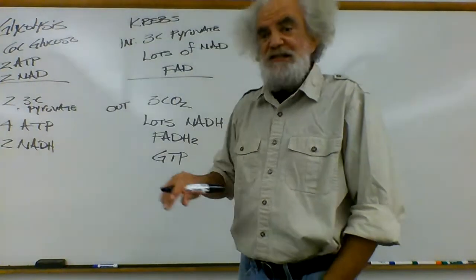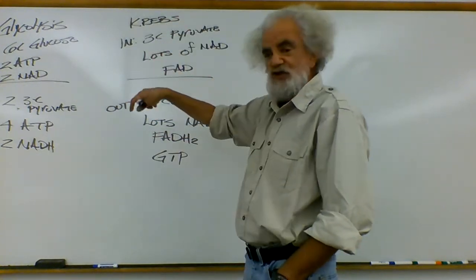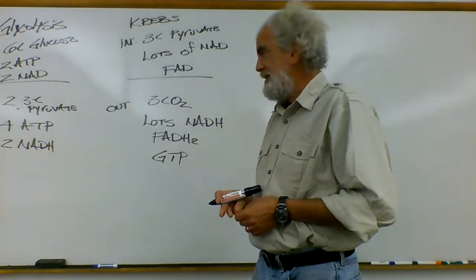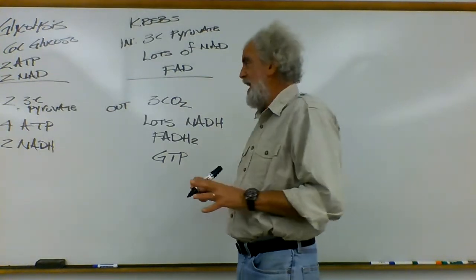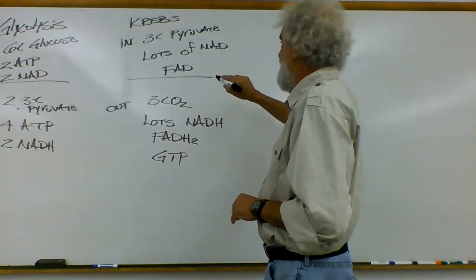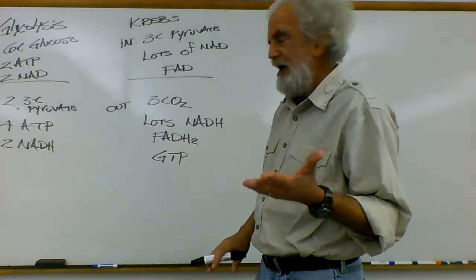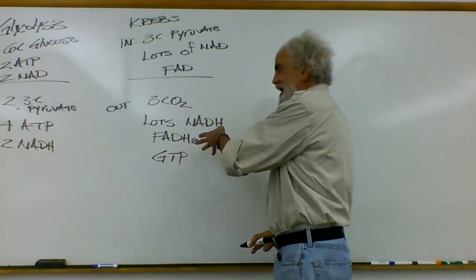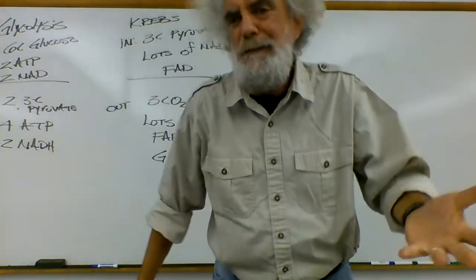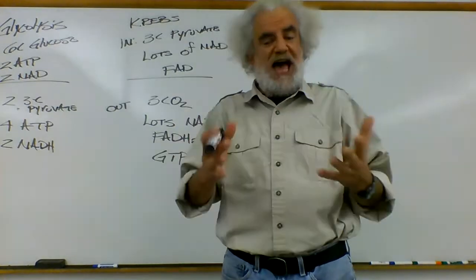All right, this is happening twice because we have 2 pyruvates. So now, if we do our ATP tally, we've got 2 ATPs net gain from glycolysis. We have 2 ATPs, GTPs, it's basically the same thing, generated in the Krebs cycle. That's 4 total. We're supposed to get 36. I'm missing 32. Where do they come from? Glad you asked. The last step.